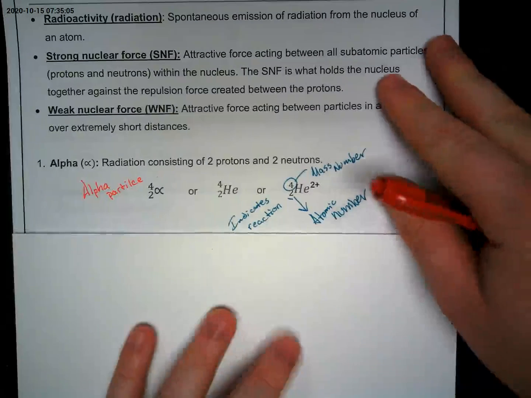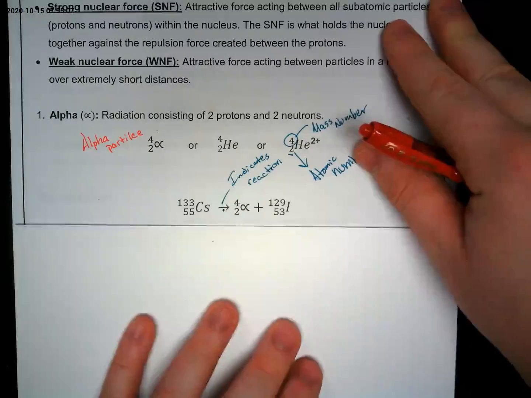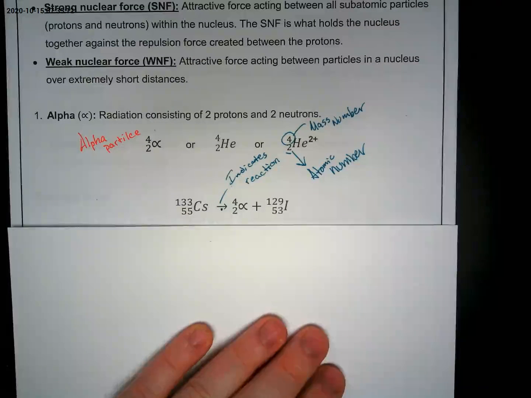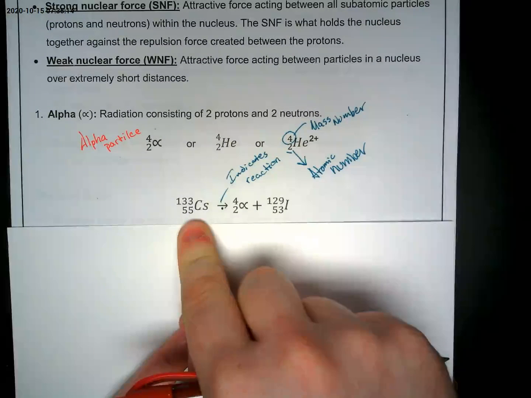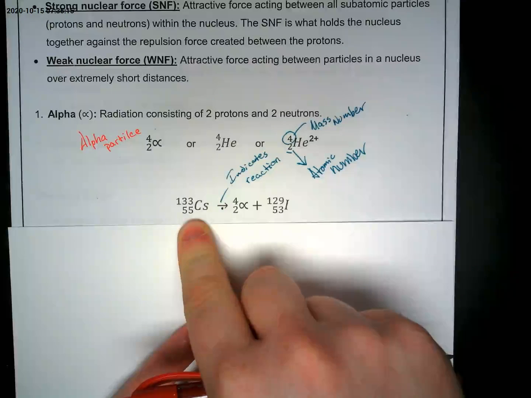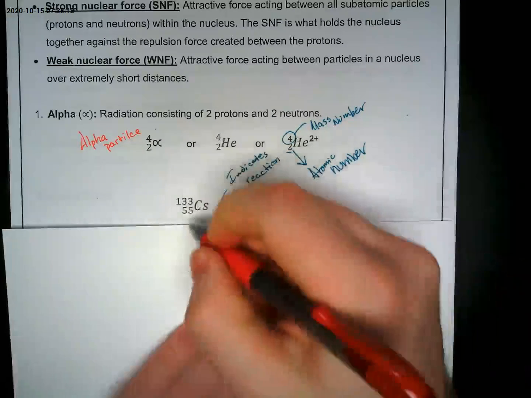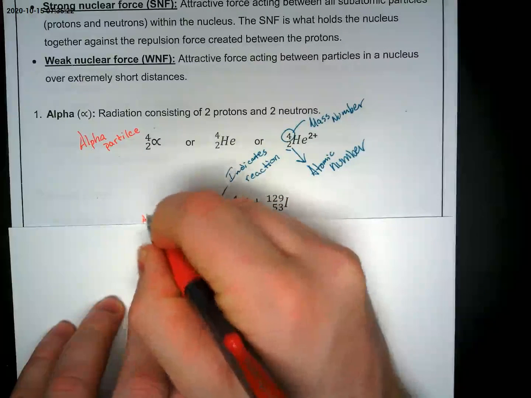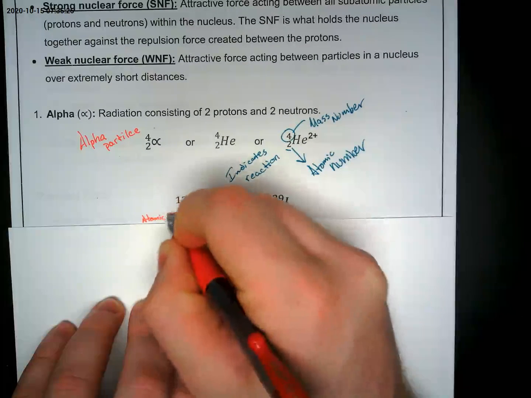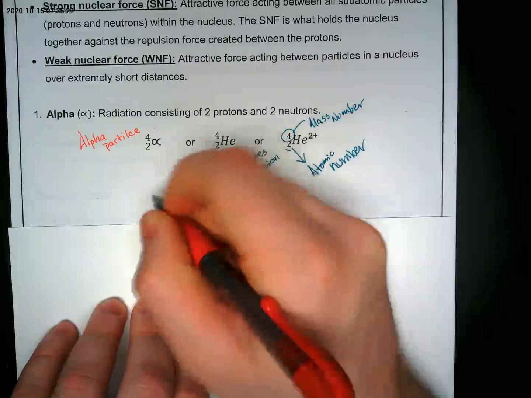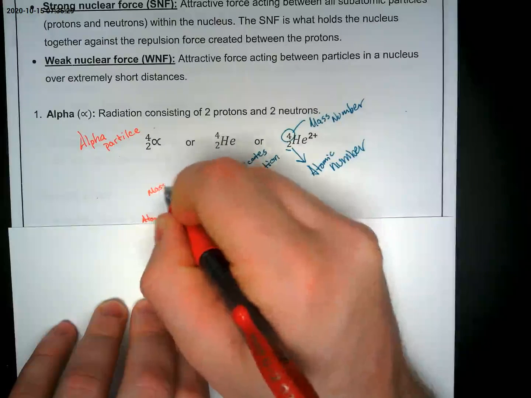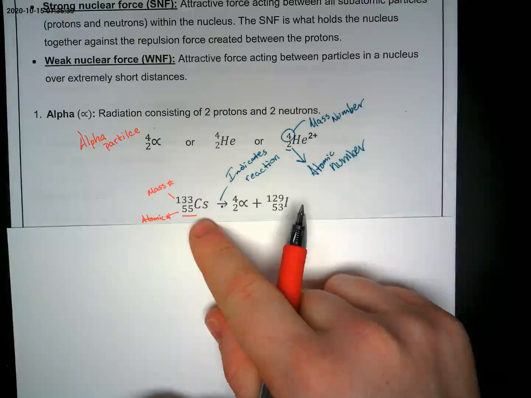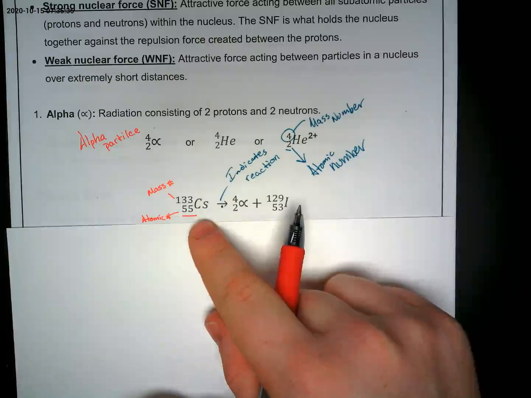Okay, so now let's get to this: how we would write out our reaction. So let's say we started with cesium 133. And remember, on cesium, that 55 is the atomic number, and the 133 is the mass number. Okay, cesium is going to undergo alpha decay. So how do we write that?